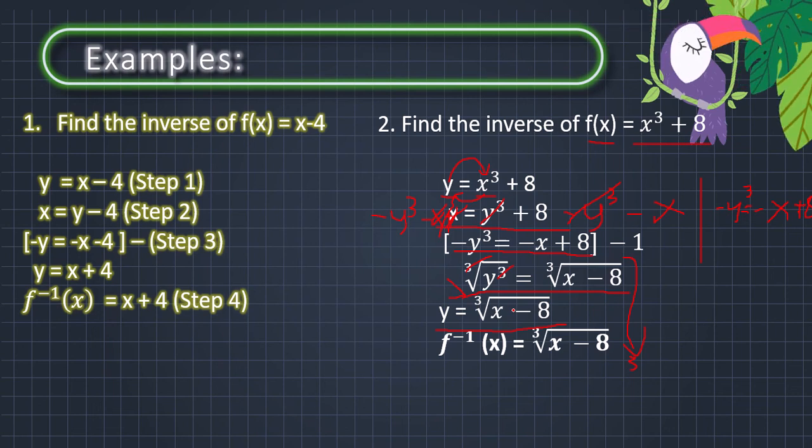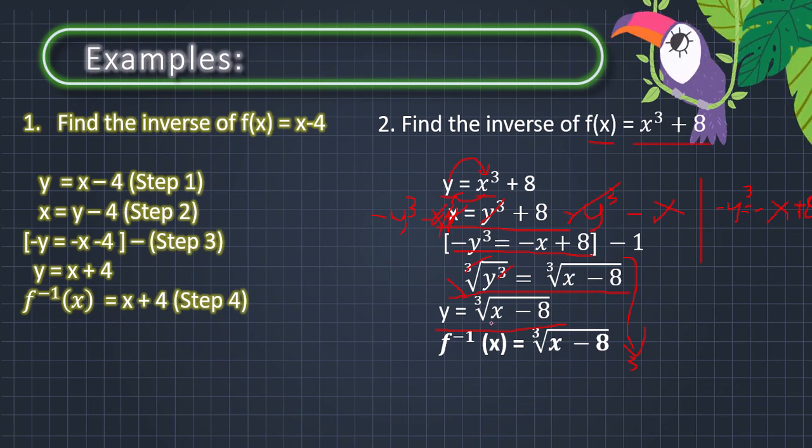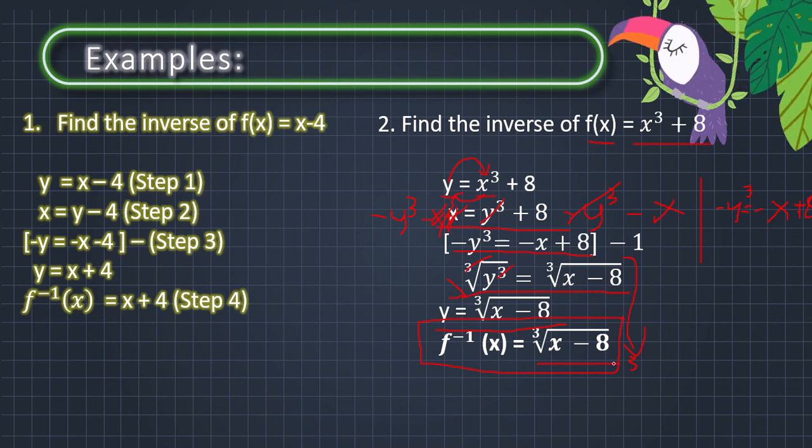And since this is already a simplified form, we can now replace y by f inverse of x. That's why here below you have the final answer. F inverse of x is equal to the cube root of x minus 8. And that is our final answer for the second example.